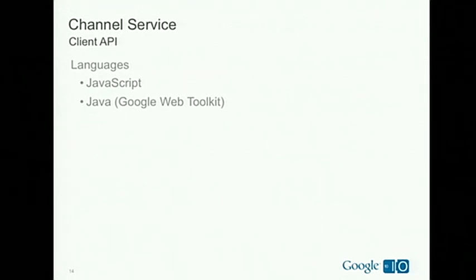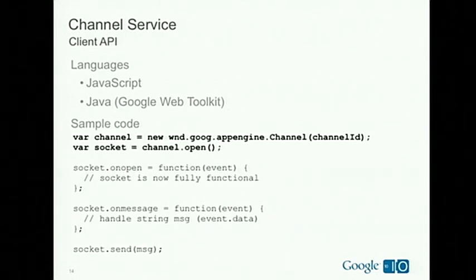Now let's talk some about the client API. Like I said before, it's implemented in JavaScript, but we also plan on providing a Java wrapper around that for Google Web Toolkit applications. And here's some sample code of what the API looks like. First, you create a channel, and you specify that channel ID that I talked about that was returned to you on the server. So you get a channel object back, and then you open that channel object, you get a socket, and that socket is how you communicate on that channel.